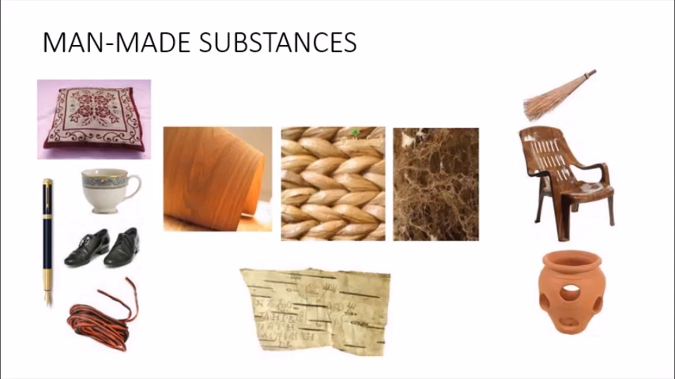So these substances, which are newly produced by processing of naturally available substances, are called man-made substances. These are produced from natural substances only, but as we have modified them, we have changed their structure, we have given shape to them, we have changed their properties. That is why they are called man-made substances, as we have changed all of these things for our comfort.